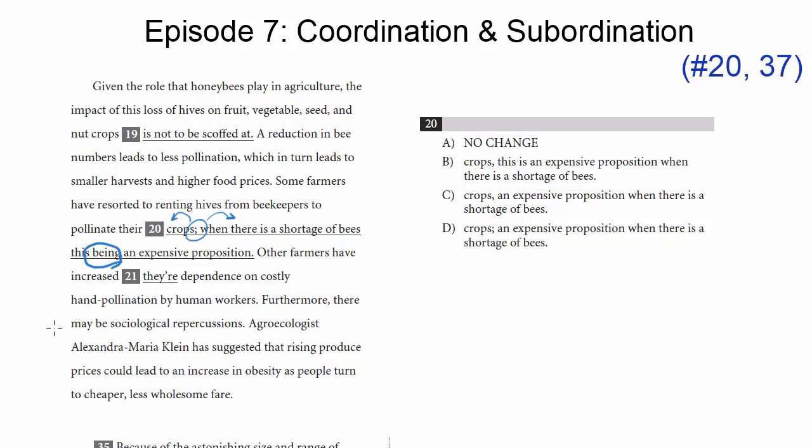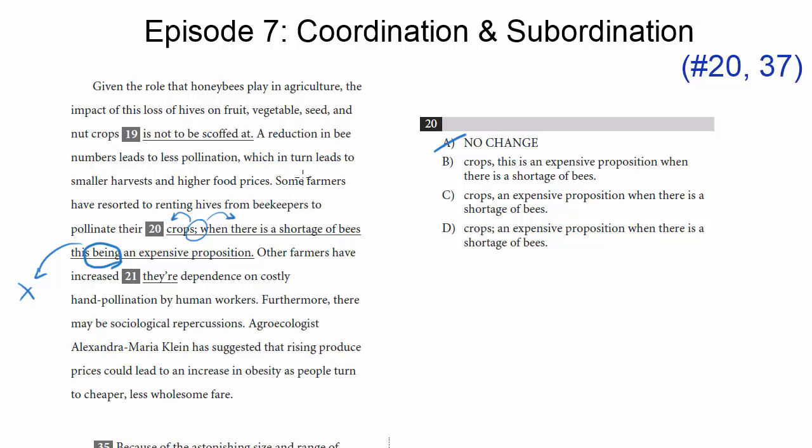Being is a word that when we see it, it's almost always wrong, because being is just overused and it's just not a very good word to use in general, except in specific circumstances. But this sentence is not even a sentence. It's not a complete sentence. So we cannot use a semicolon to separate them. So for that reason, A is gone.